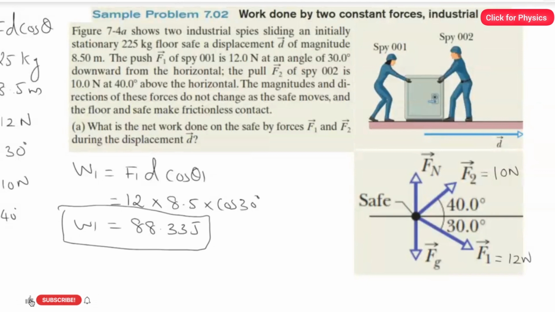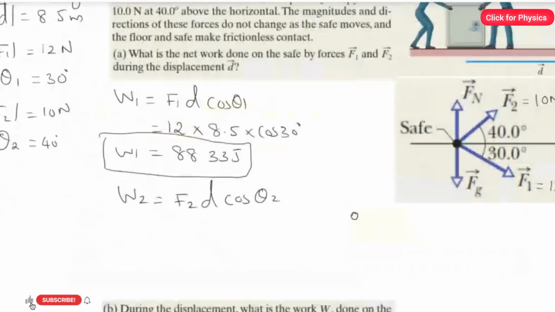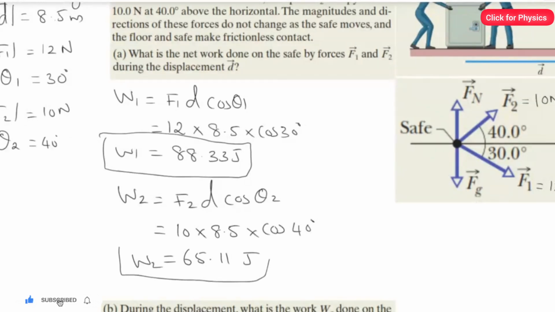Likewise, we find the value using the same rule for the second force, W2 equals F2 multiplied by d cosine theta 2. Now I substitute the values as given. F2 is 10 Newton multiplied by the displacement 8.5 multiplied by cosine of 40 degree. We get the answer 65.11 joules. So this is our W2 value.